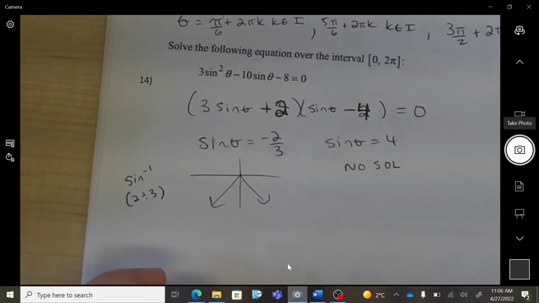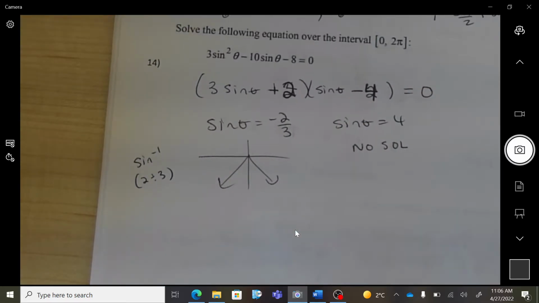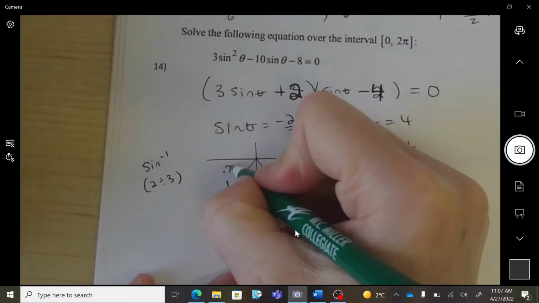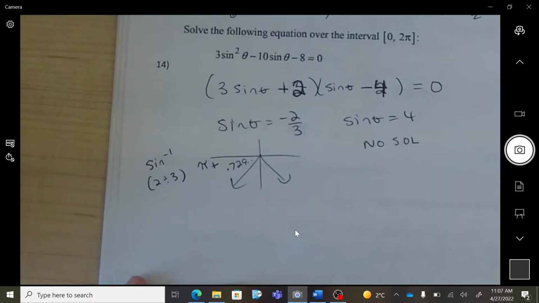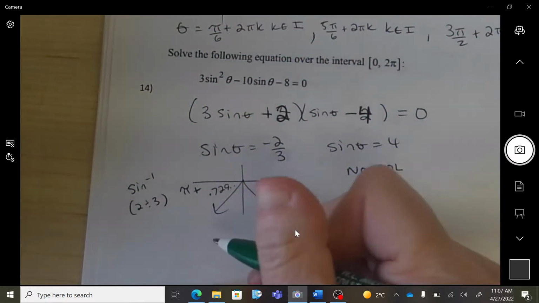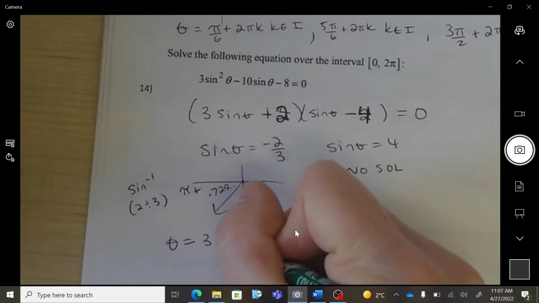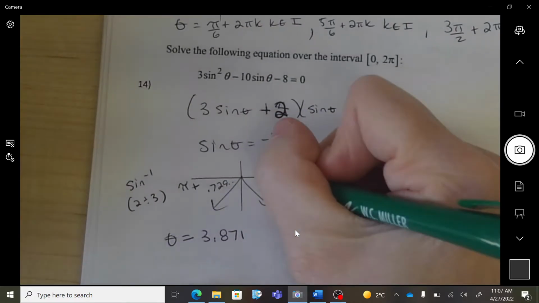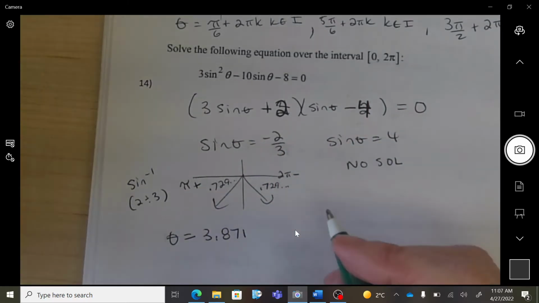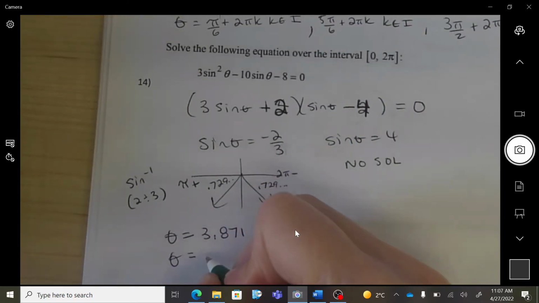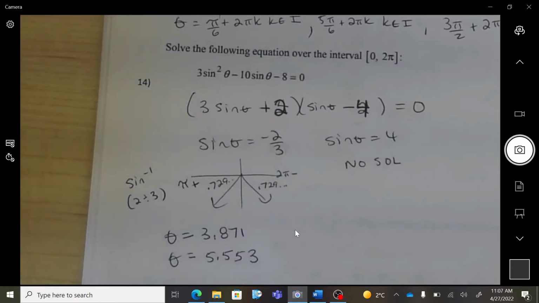So when I inverse that, I get a value of 0.729, etc. So I'm going to go pi plus that number, and so therefore my angle will equal 3.871, and 2 pi minus that number in my calculator, that will equal 5.553.